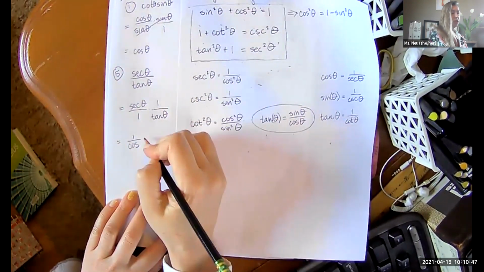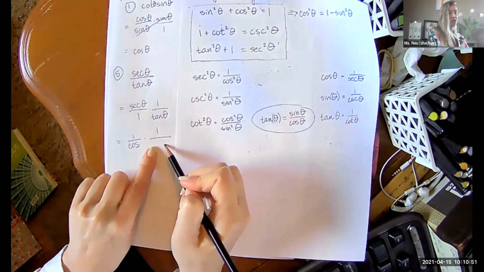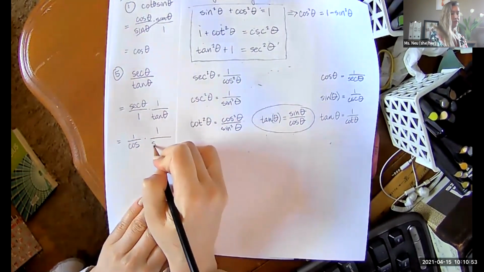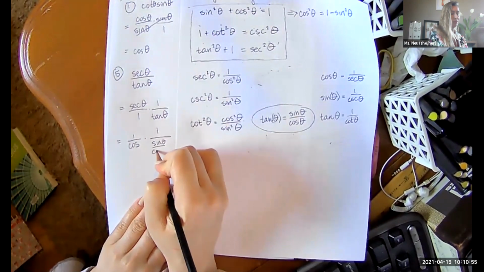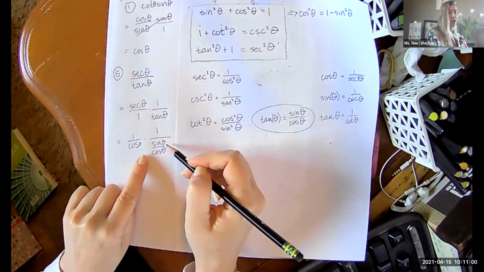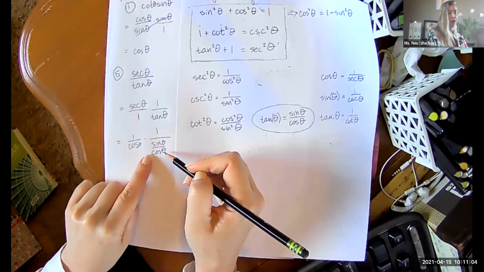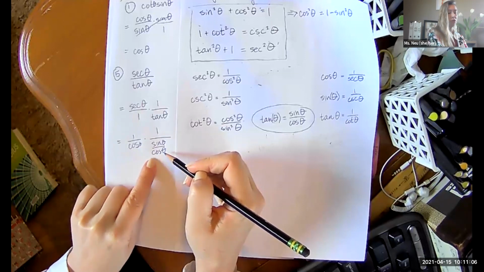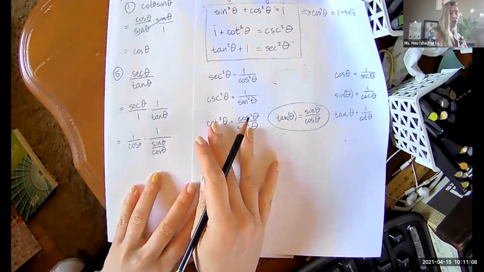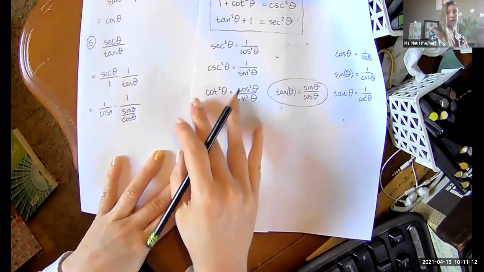But then 1 over tangent. Tangent is sine over cosine. So this is 1 divided by all this stuff. Remember, dividing by a number is the same as multiplying it by its reciprocal. So just a little side work to show you how this works out here.